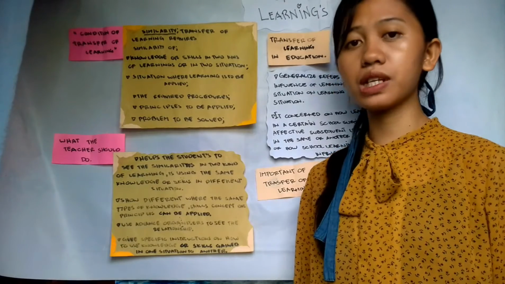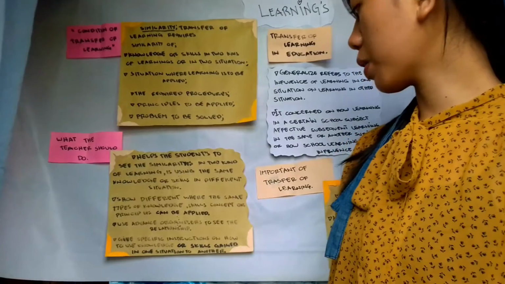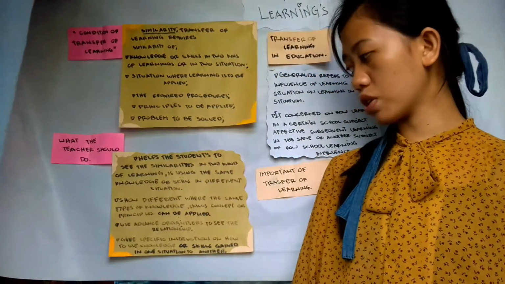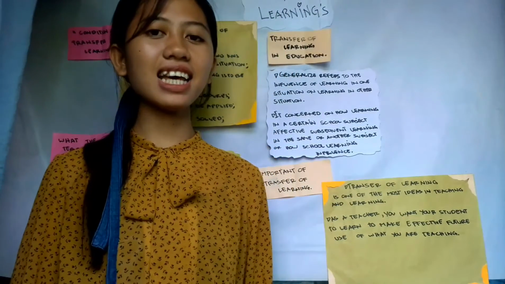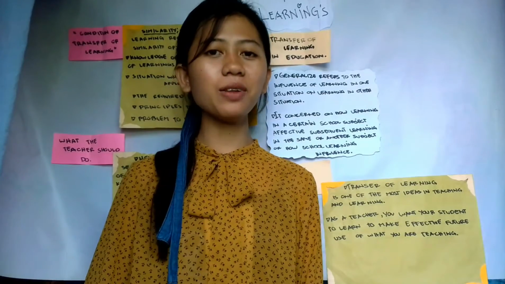Help the student to see the similarities of the different situations and show the differences where the same types of knowledge can be used. And then use the advanced organizer to see the relationship between the first situation and the second situation. And then give them instruction that specifically shows how to use it in a different or similar situation. That is what the teacher should do in the transfer of learning.